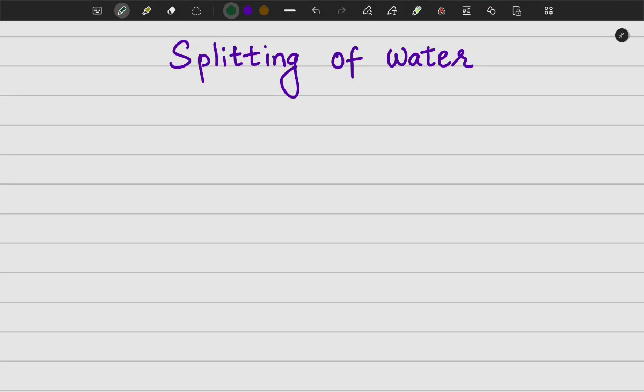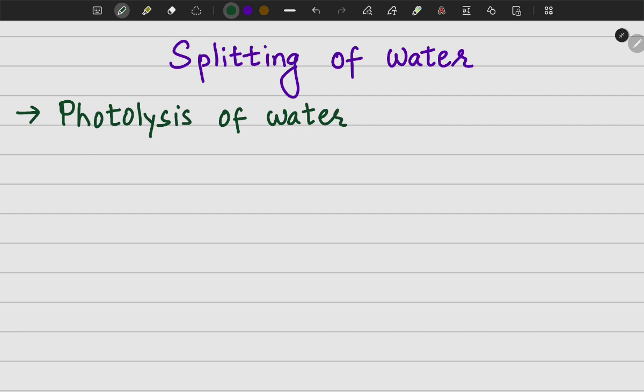Let us learn about another event which occurs during the light reaction of photosynthesis, that is splitting of water. Now the splitting of water is also called as photolysis of water. The photolysis or splitting of water includes the breaking of the water molecules into hydrogen ions, electrons, and the release of oxygen gas.